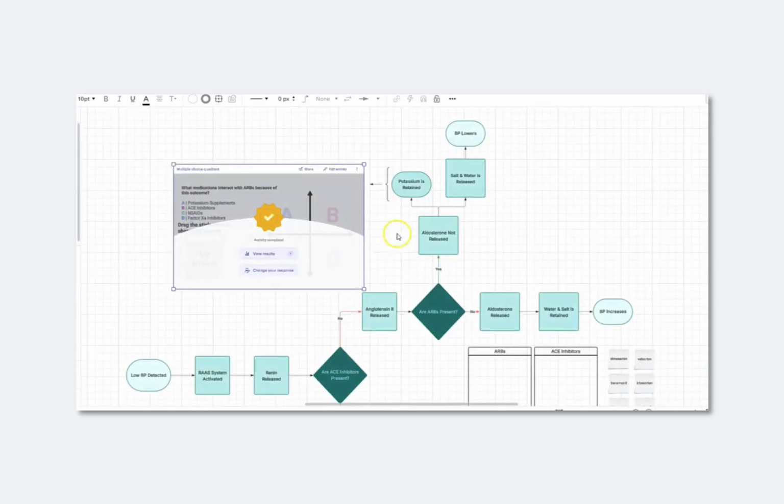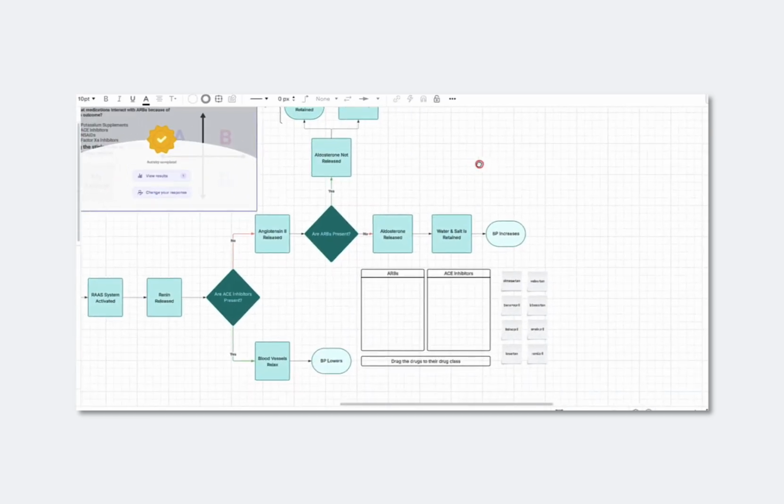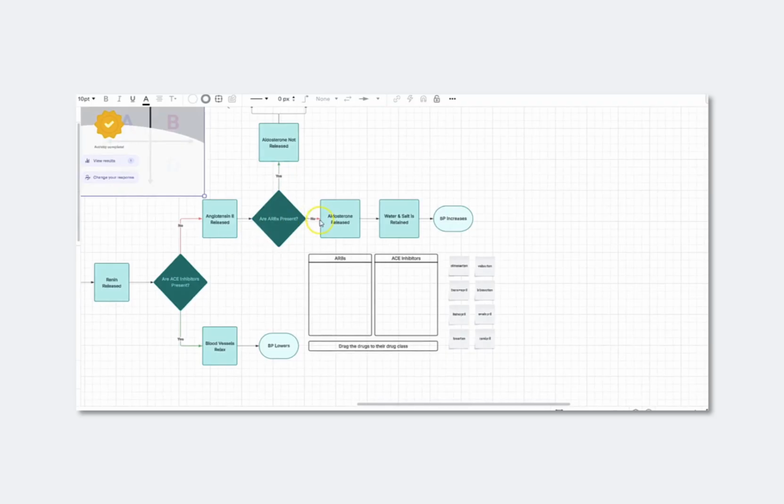levels in the body. If we follow down the other side, we see if those ARBs are not present, we lead toward this and we see an increase in the blood pressure, which would be important for if someone actually had low blood pressure and we were not trying to prevent that. We would want no drugs present and blood pressure in that patient would go up.